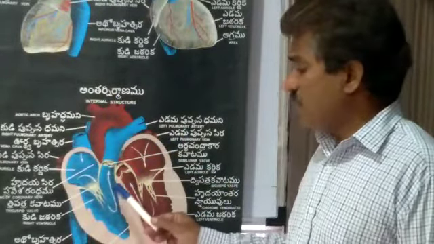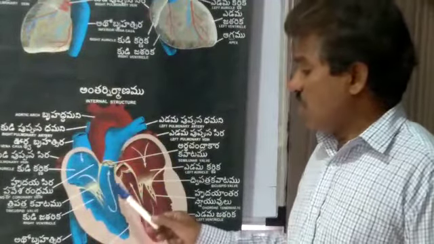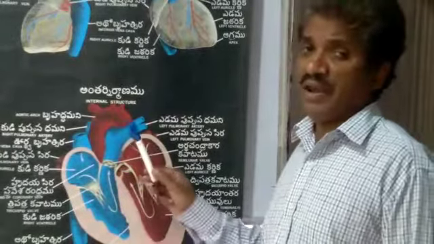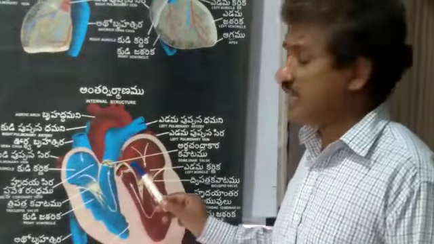At that time, the valves present in between the auricles and ventricles, the tricuspid valve and bicuspid valve, close forcibly. At that time, we hear a sharp sound, children. That is the lub.